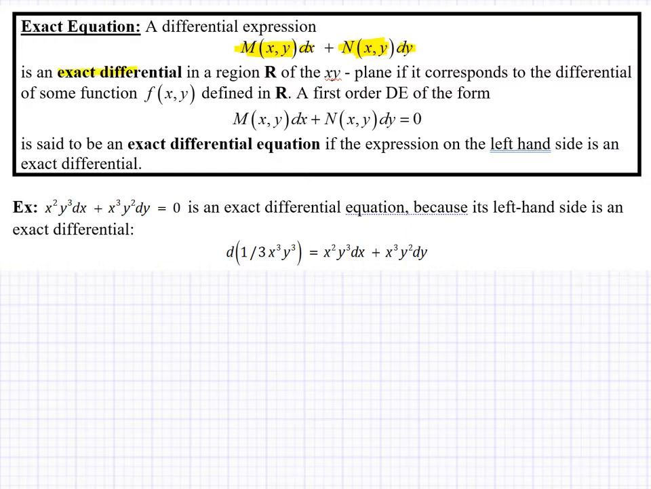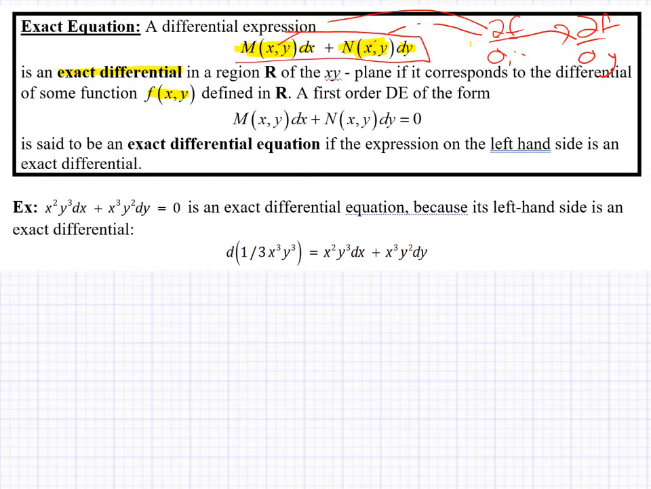This would be considered an exact differential if it corresponds to the differential of a function. So therefore, M is the partial of some function f with respect to x, and N is the partial of that same function with respect to y, then this would be considered an exact differential. Just going back to the exact same thing we talked about a minute ago. And if we take that differential and set it equal to 0, then we get an exact differential equation.